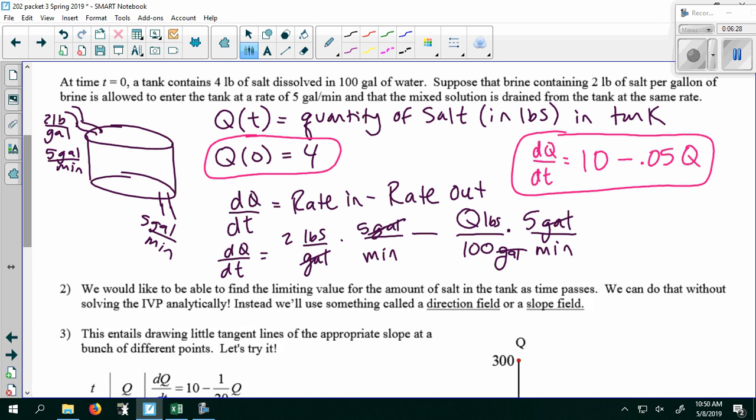Okay, so rather than trying to dive in and solve this thing by separation of variables, what I'm really interested in is the limiting value, the long-term behavior. If you just let this continue for a long, long time, what's happening to the concentration of salt in the tank? Is it going to increase to infinity? Is it going to decrease to 0? Does it have a limiting value?